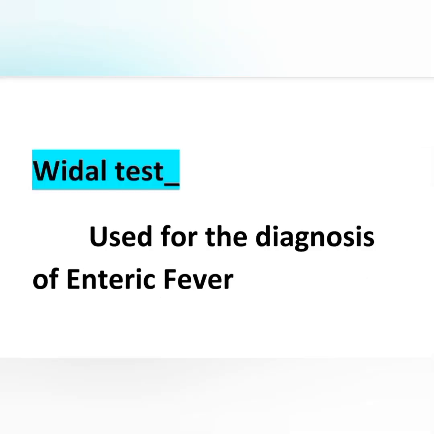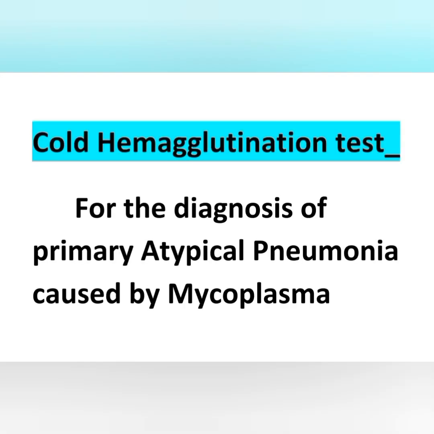Some various diagnostic tests we'll see. First one is Widal test. This test is used for the diagnosis of enteric fever. So enteric fever is typhoid fever, that is Widal test. Next is cold hemagglutination test. This is used for the diagnosis of primary atypical pneumonia caused by mycoplasma. That is hemagglutination test.